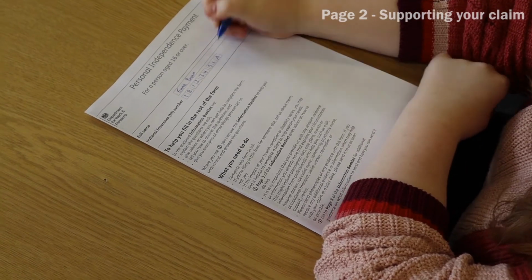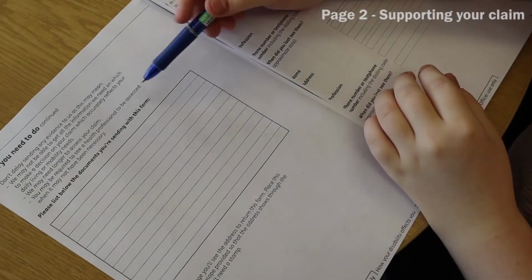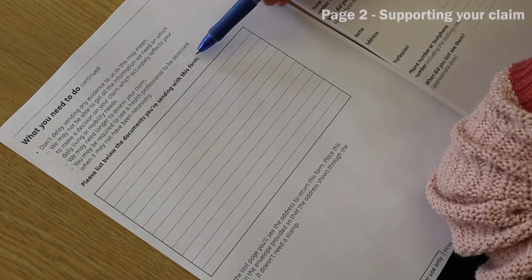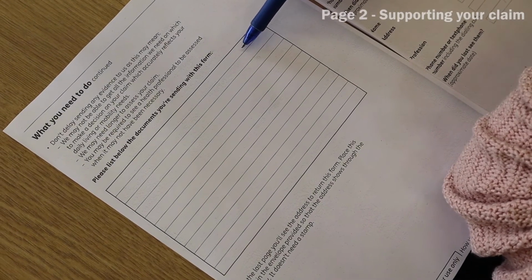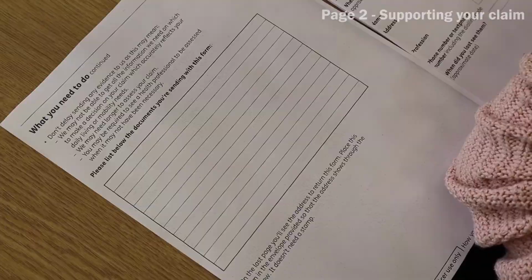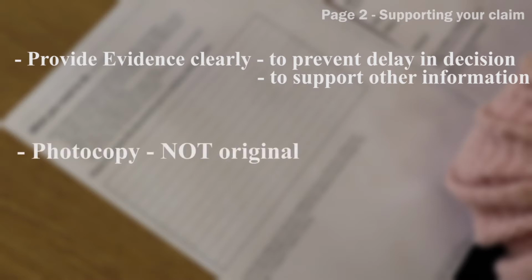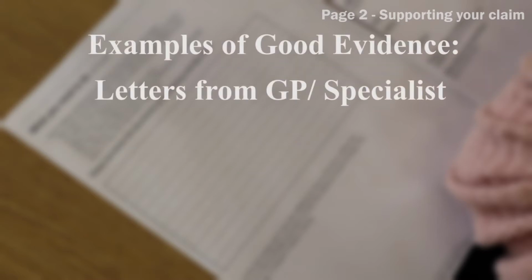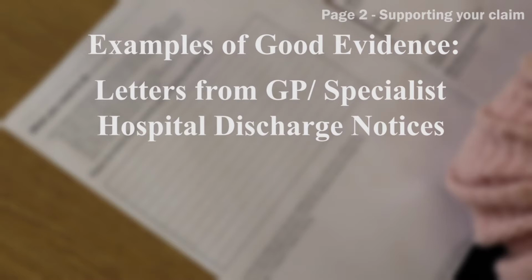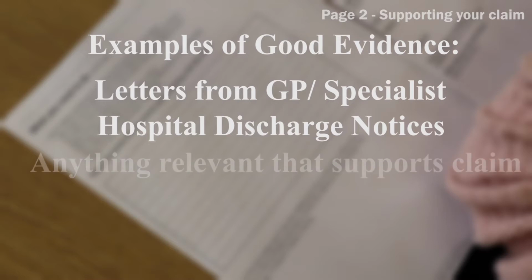On page 2, you will find a box where you can list any documents that you are sending us evidence to support your claim. As you're filling out the form, fill this box in as you go in order to make sure everything is included. Providing evidence in a timely manner with the form will prevent any delays in getting a decision back on your claim and help support any information you provide. It is best to send a photocopy of any evidence and not the original documents, just in case something gets lost in the post.